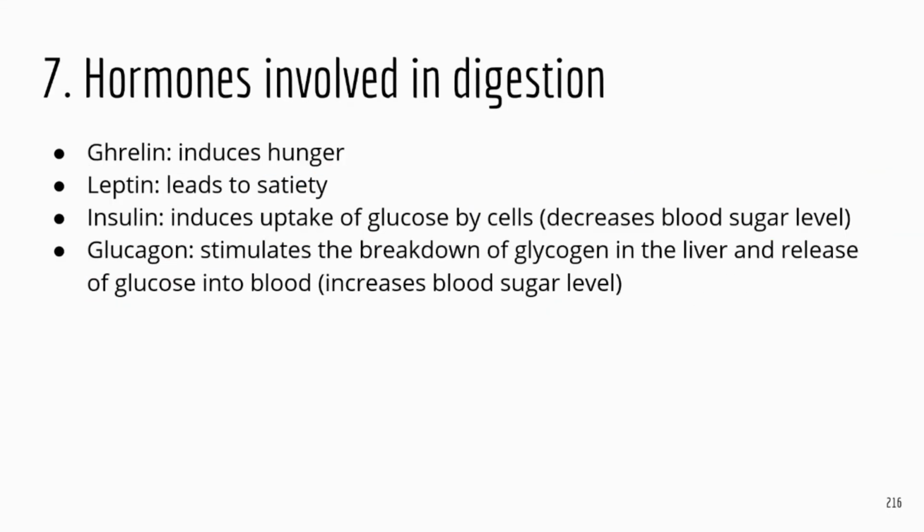Next, we're going to talk about hormones involved in digestion. And I have listed 4 important hormones right here. I'm going to talk about the last 2 first because those are more important. So insulin, you need to know that insulin is secreted by the pancreas. Very important. Pancreas. So insulin is a very important hormone that regulates the uptake of glucose by cells.